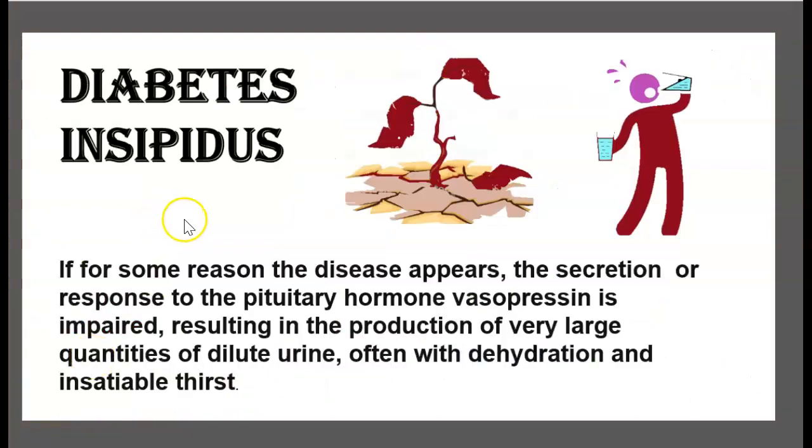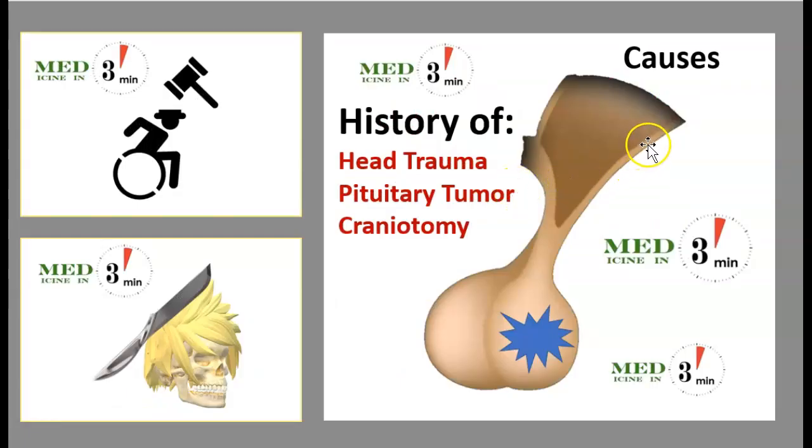In other words, if for some reason the disease appears, the secretion or response to the pituitary hormone vasopressin is going to be impaired, which, like we talked about, is going to result in the production of a very large quantity of diluted urine, which often leads to dehydration or an unquenchable thirst. Now, when we're looking at causes, there are three things that we're going to look for in the history that could cause diabetes insipidus.